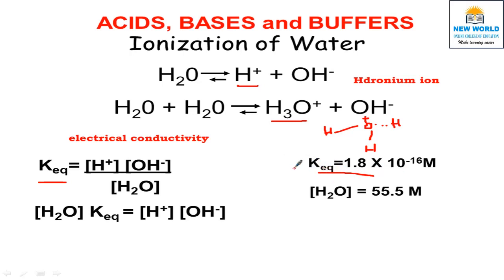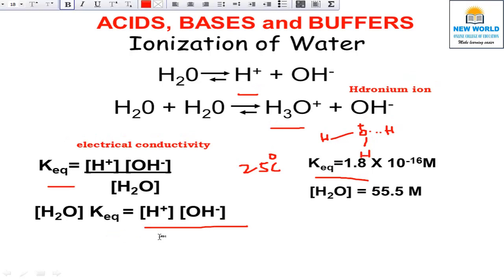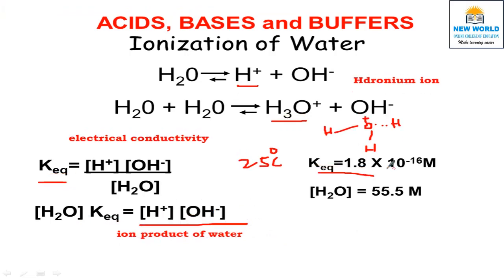For very pure water at 25 degrees, the equilibrium constant is 1.8 times 10 to the power minus 16. Here we can multiply the concentration of water and the equilibrium constant, and then we get the ion product of water. This is called the ion product of water. So how do we calculate this value? We can easily calculate it by multiplying the value we get from electrical conductivity by the concentration of water. The concentration of water is 55.5 molar.